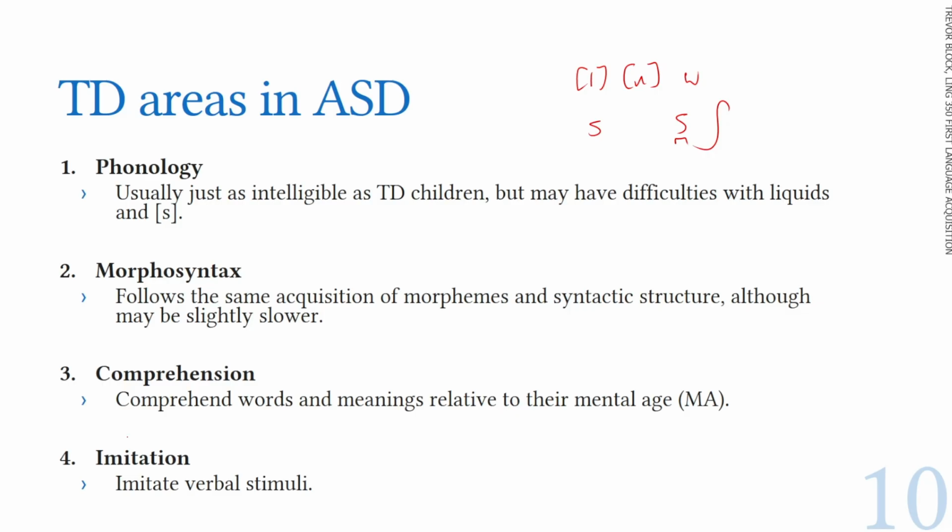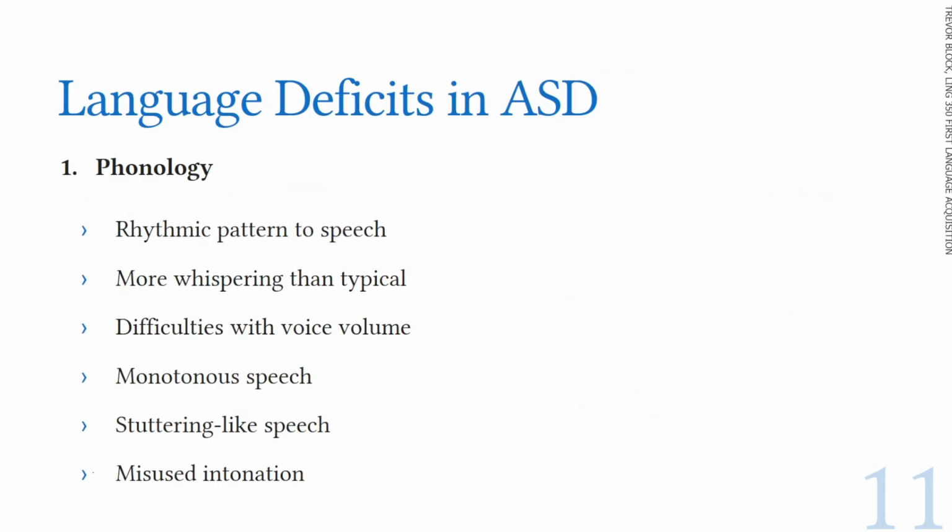And they can imitate just fine. In fact, they might imitate way more than a typically developed person, but the imitation ability is fine. So here are some deficits, and phonology is really more about the prosody here. In fact, that might even be a better label when you think about what these actually are.